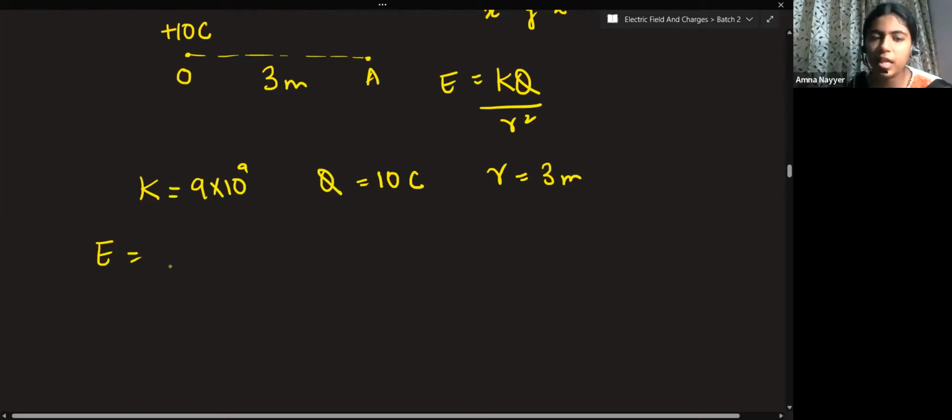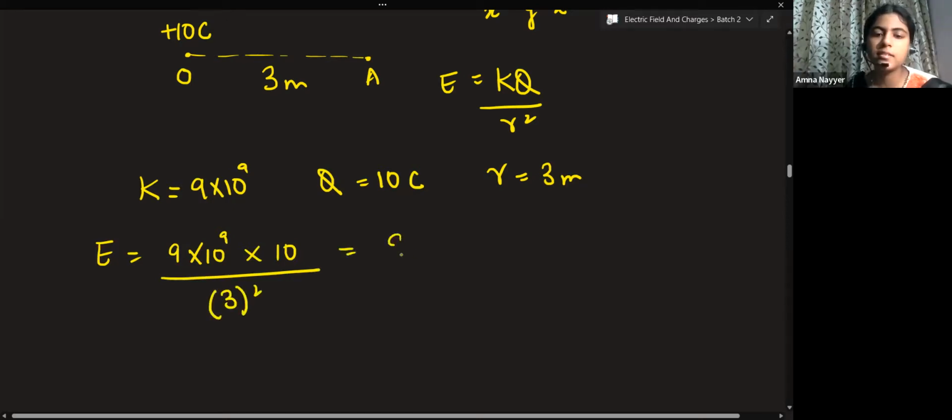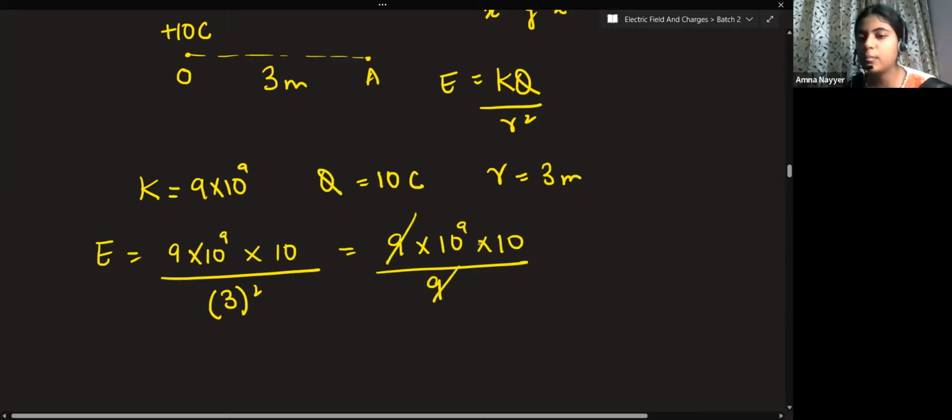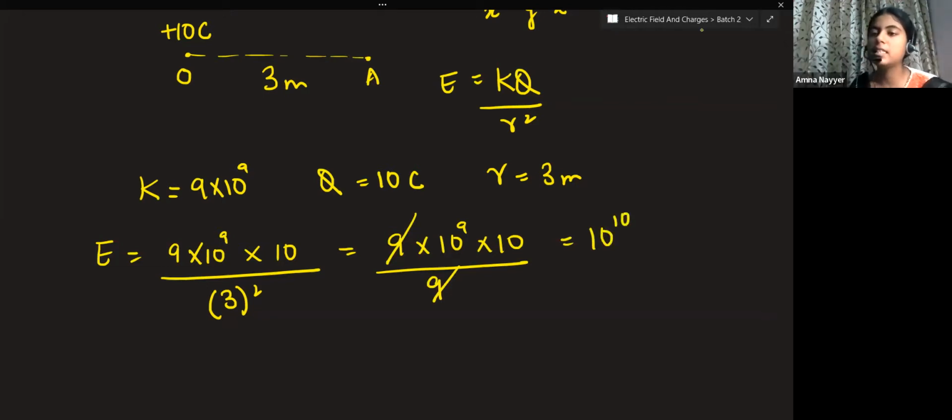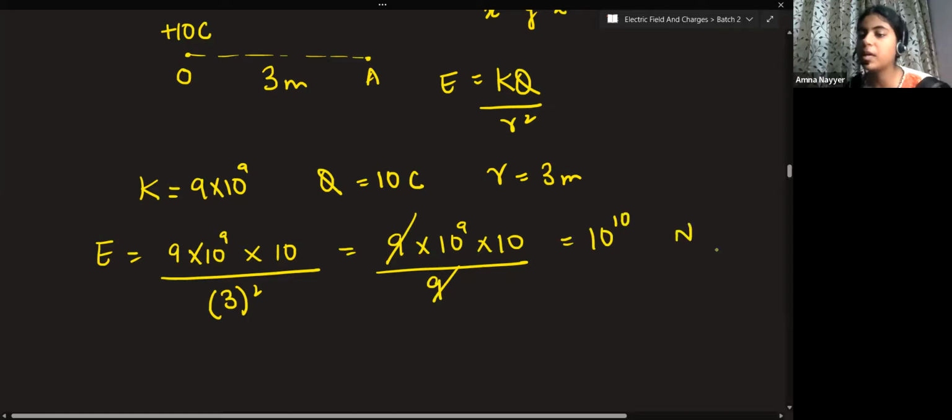So instead of K, I will write 9 into 10 to the power 9. For charge Q, I can take 10 and R square. R square means 3 square. So this gives 9 into 10 to the power 9 into 10 divided by 3 square is 9. So 9 gets cancelled. 10 to the power 9 into 10. This becomes 10 to the power 10. This is 10 to the power 10 Newton per Coulomb. This is the magnitude. Is the magnitude clear to all of you?